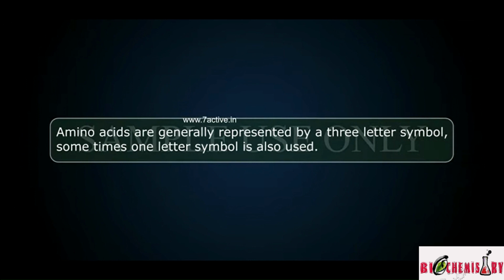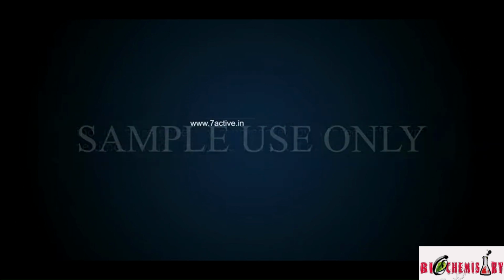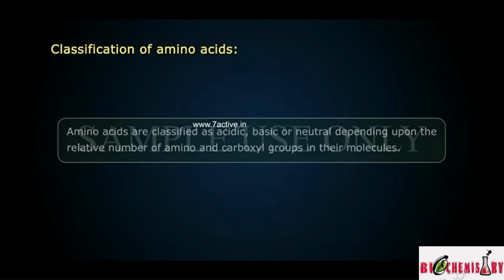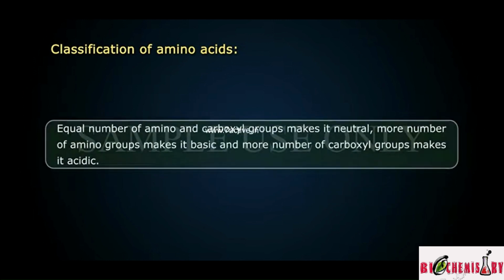Amino acids are generally represented by a 3-letter symbol. Sometimes 1-letter symbol is also used. Classification of amino acids. Amino acids are classified as acidic, basic, or neutral depending upon the relative number of amino and carboxyl groups in the molecules. Equal number of amino and carboxyl groups makes it neutral, more number of amino groups makes it basic, and more number of carboxyl groups makes it acidic.